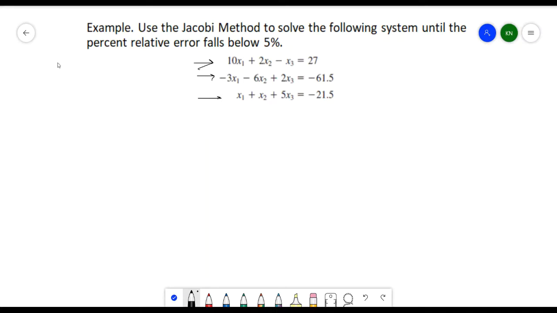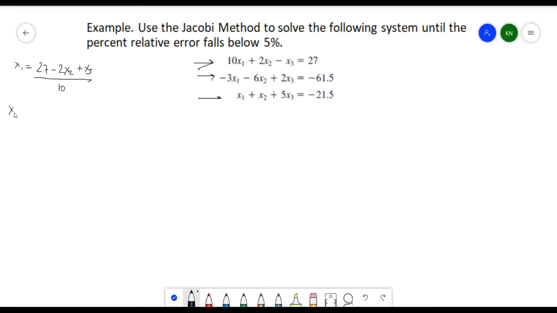So from here, again, we need to isolate our x sub 1. So we can have x sub 1 is equivalent to 27 minus 2x sub 2 plus x sub 3, all over 10. So this is already our x sub 1 formula.